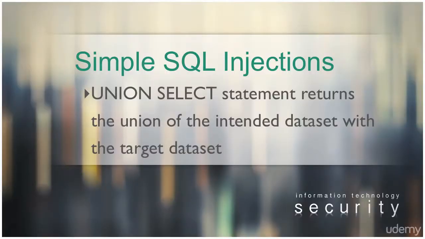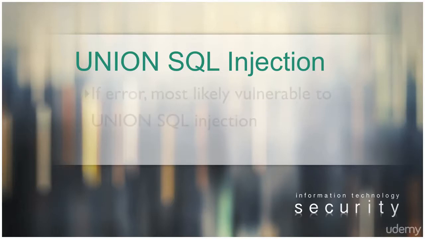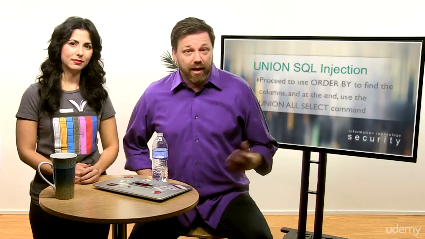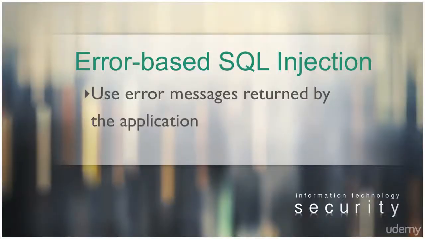Injecting statements that are always true so that queries always return results upon evaluation of a where condition. Union select statements return the union of the intended dataset with the target dataset. The user then checks for the vulnerability by adding a tick to the end of a .php?ID= file. If it comes back with a MySQL error, the site is most likely vulnerable to union SQL injection. Then he proceeds to use order by to find the columns, and at the end he uses the union all select command.